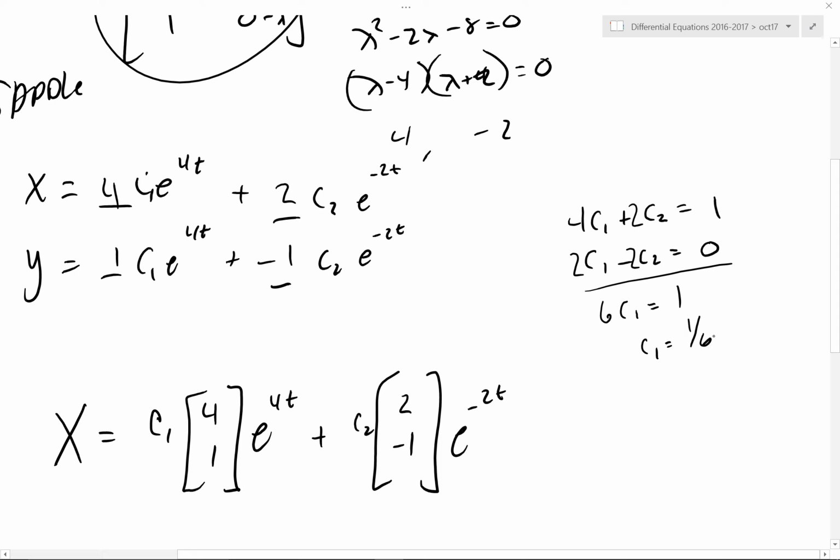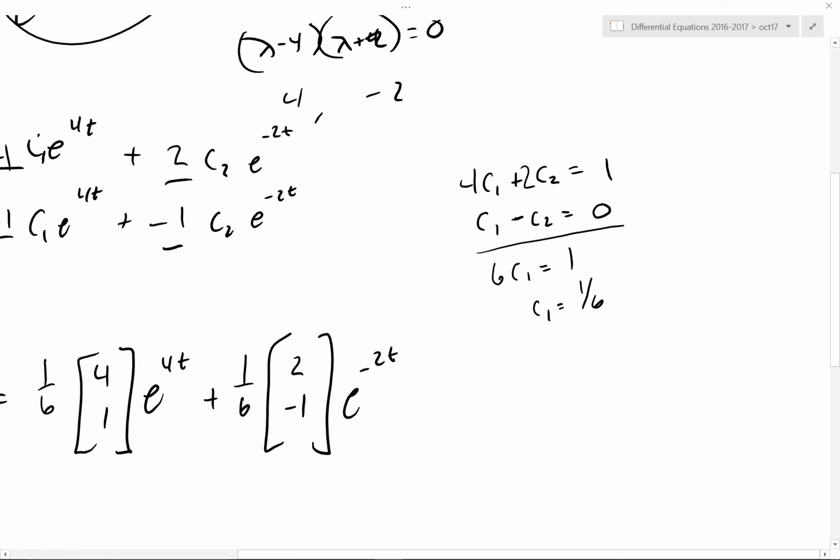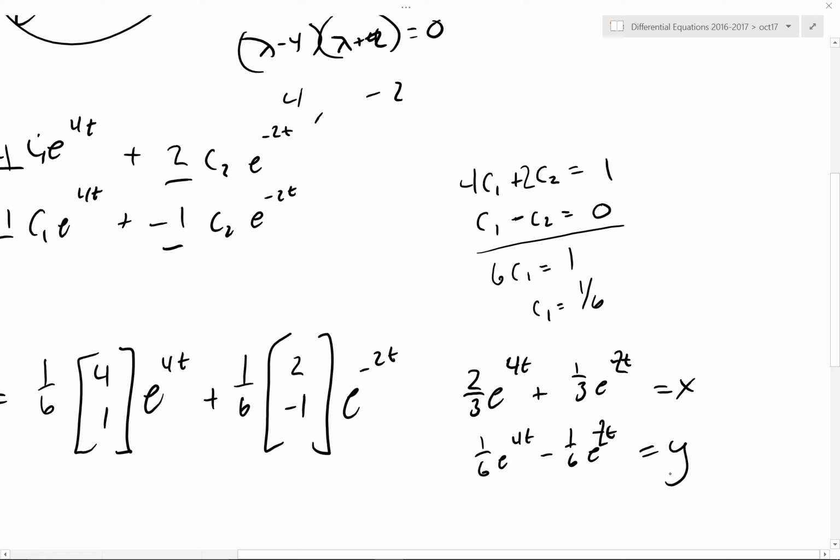That kind of means that this was c1 minus c2 a minute ago, right? It had to equal 0, so that means they have to be the same. So they're both 1/6. So this is a fine way to write the solution. Or if you prefer, that's 2/3 e to the 4t plus 1/3 e to the negative 2t is equal to x. And then 1/6 e to the 4t minus 1/6 e to the negative 2t is equal to y. And away you go. Okay?